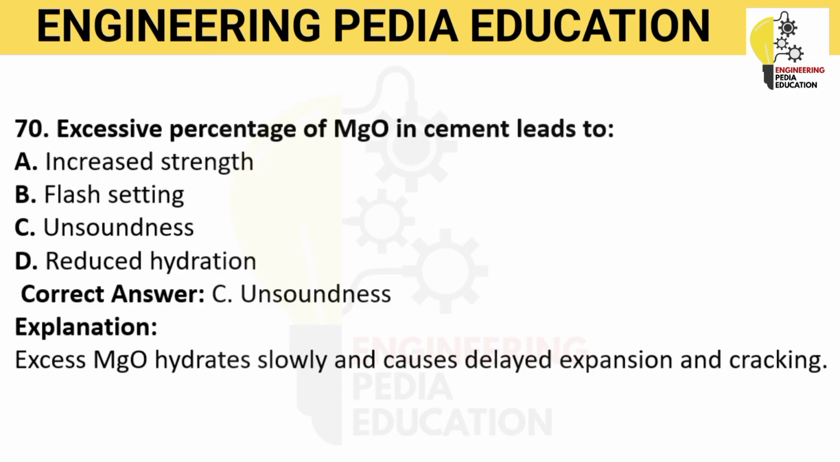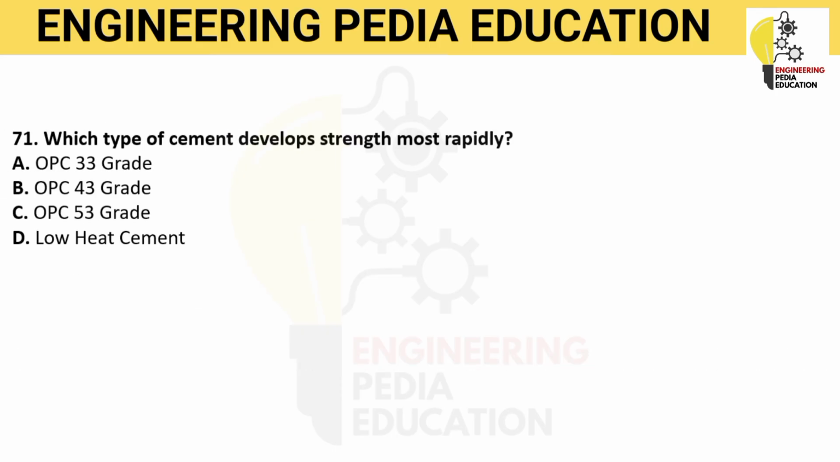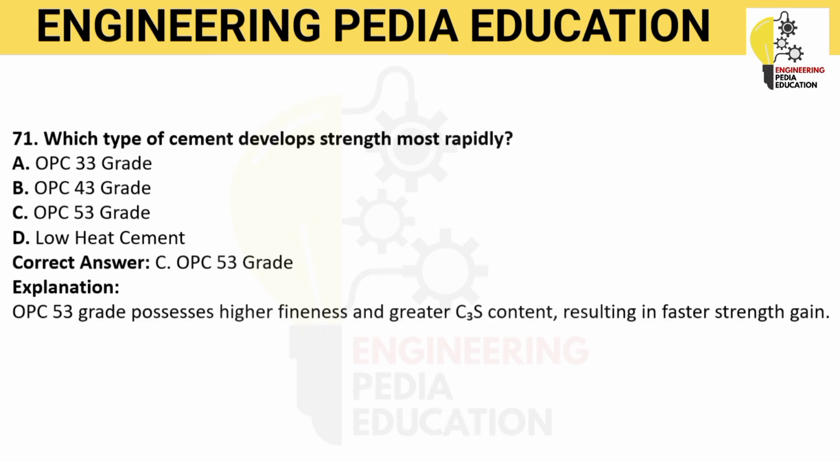Which type of cement develops strength most? OPC 33, OPC 43 grade, OPC 53 grade, low heat cement. So the correct answer is OPC 53 grade. OPC 53 grade possesses higher fineness and greater C3S content, resulting in faster strength. As OPC 53 has higher fineness and C3S content, the strength gain is also faster.